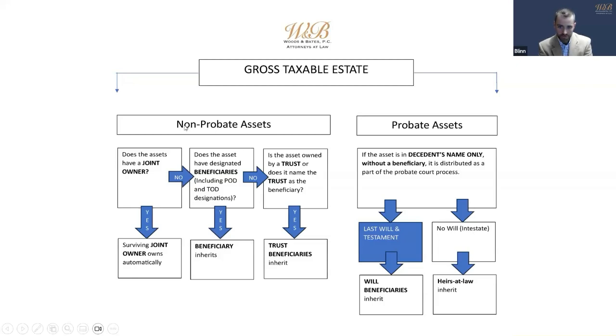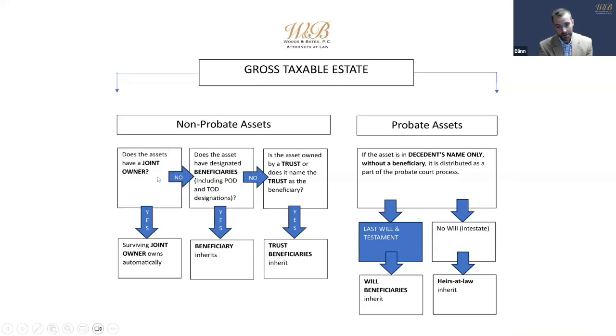That is differentiated from what we call non-probate assets. That would include things that have joint ownership. The surviving joint owner is going to own those things. Things that have beneficiaries, transfer on death, payable on death designations, those beneficiaries are the ones that are going to inherit. Trust: if the trust owns assets, those trust beneficiaries that are listed are ultimately going to inherit those assets. So the gross taxable estate takes into account all of these things.